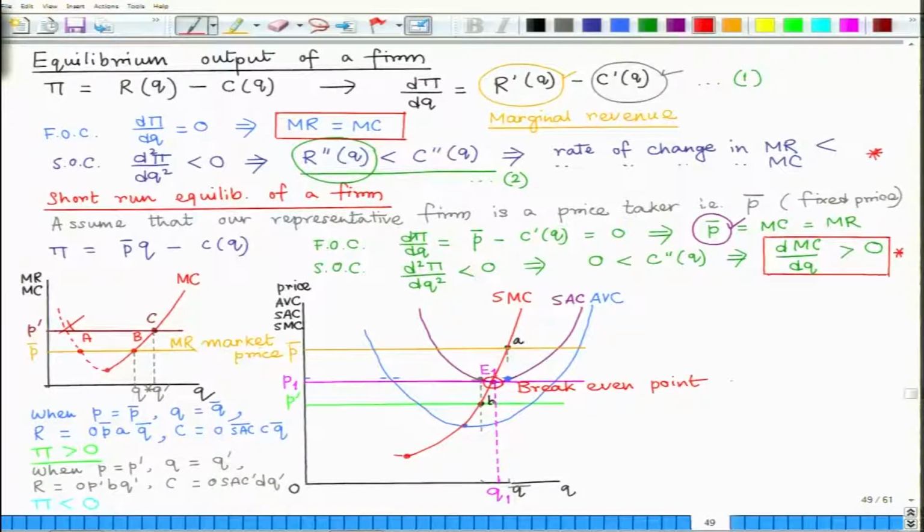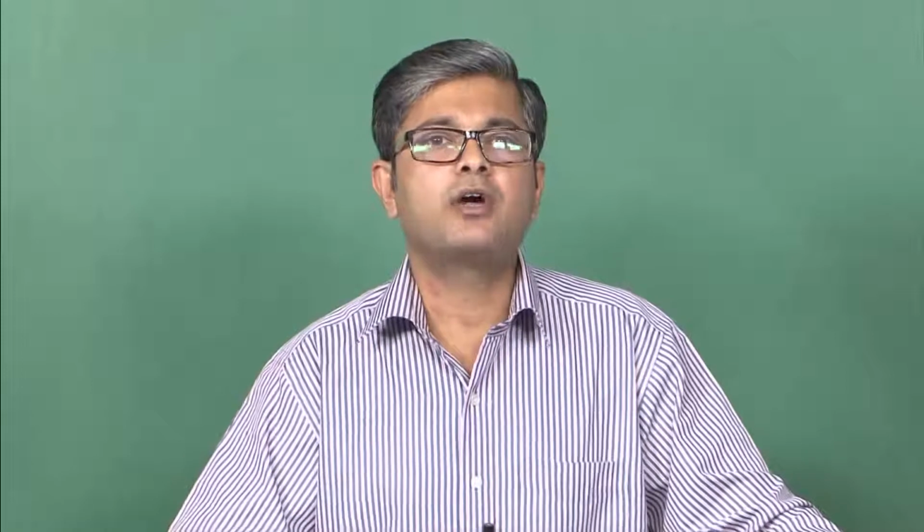So at break even point, price is equal to the minimum value of the short run average cost curve. Now we are going to study the case where the firm is going to shut down its production.